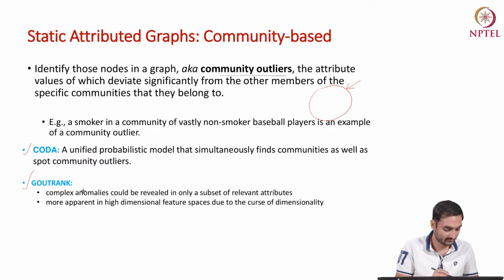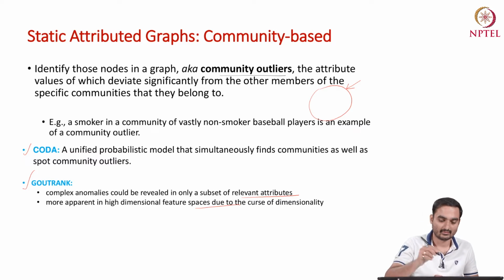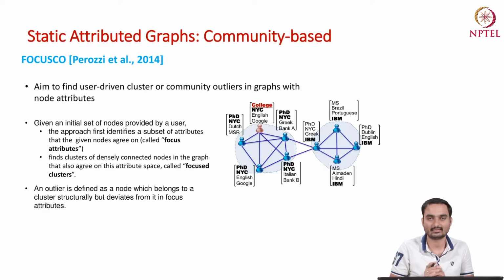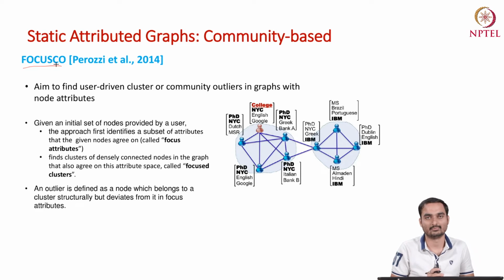GOUT rank, GOAT rank. This again identifies complex anomalies that could be revealed in only a subset of relevant attributes, more apparent in high dimensional feature space due to the curse of dimensionality. These are more of algorithms which do not use graph structure, generally working in this feature space. But we will discuss one such algorithm which considers the graph structure, the attributes of nodes and edges, and detects outliers, and this algorithm is called FocusCo.